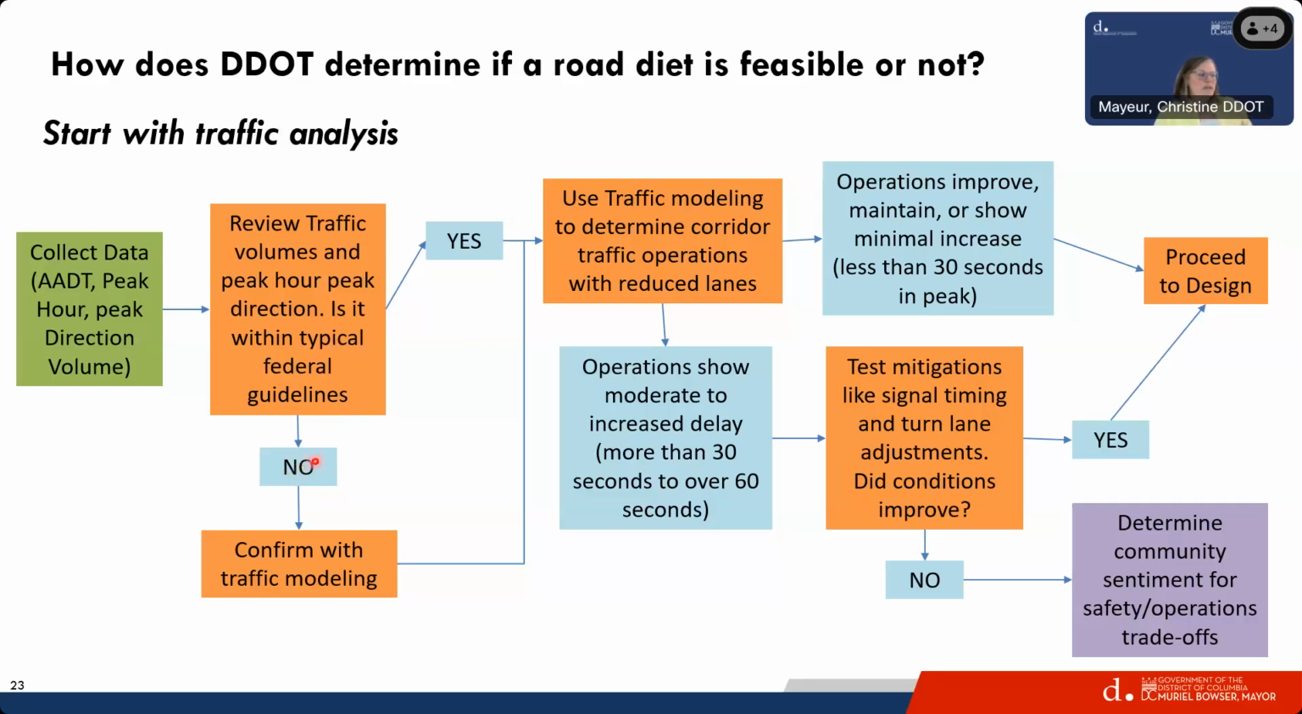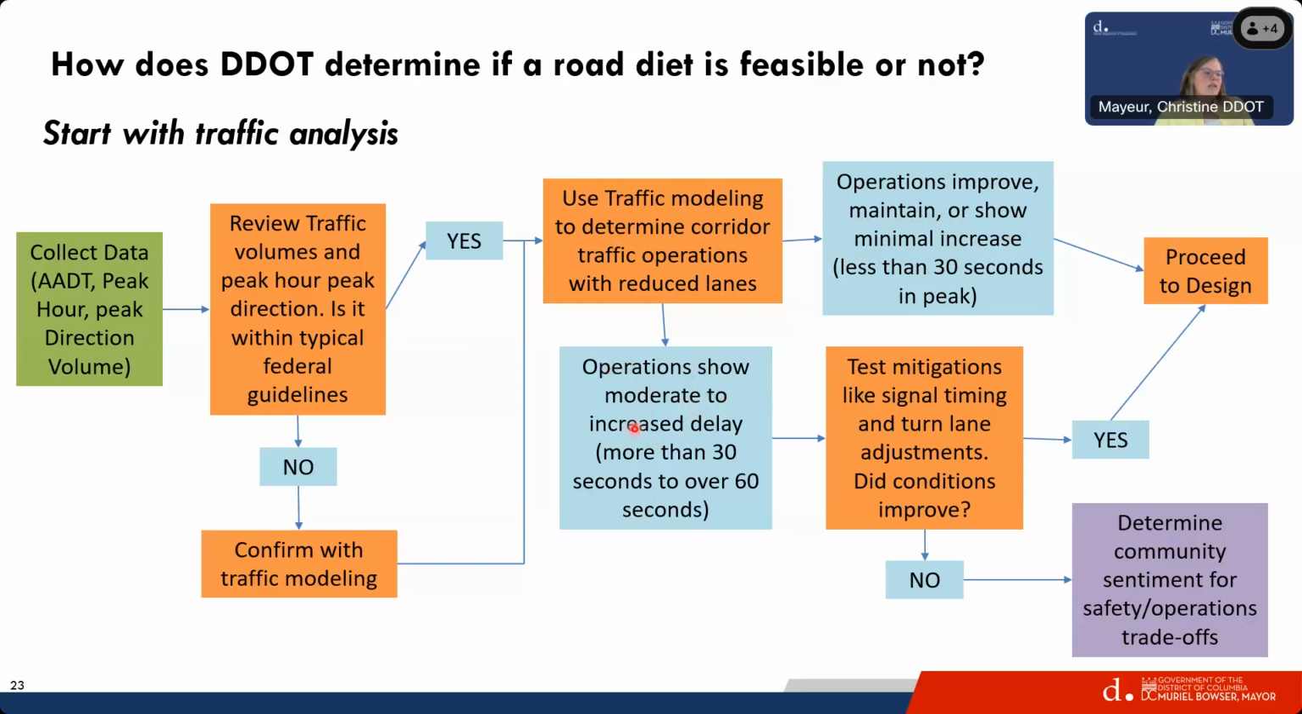If they do not fit within the guidelines, we can confirm with traffic modeling, but oftentimes the operations will not be ideal for commuters in the peak periods. If it does work within those federal guidelines, then we go into further analysis to model the entire corridor using traffic modeling software to determine operations if we take out one travel lane for the entirety of that segment. If operations improve, maintain, or show minimal increase, less than about 30 seconds in the peak period, then it's deemed to be feasible, so we can typically proceed to design.